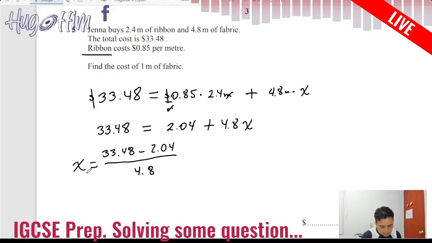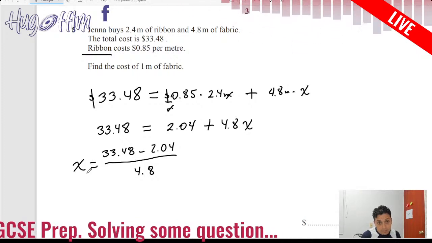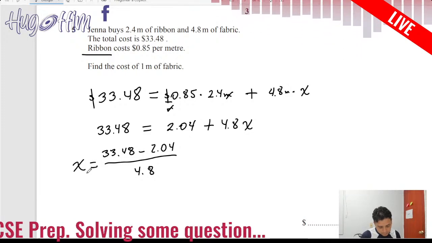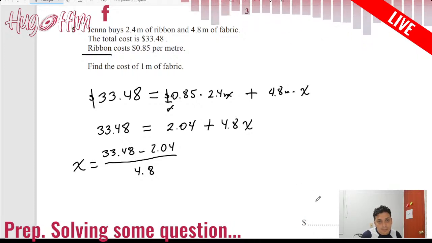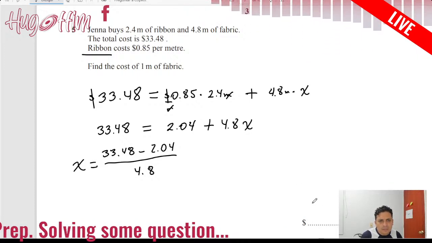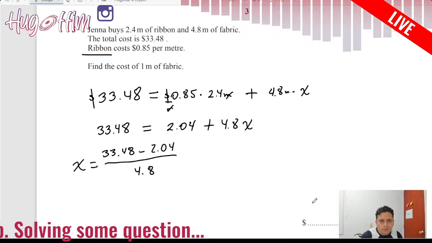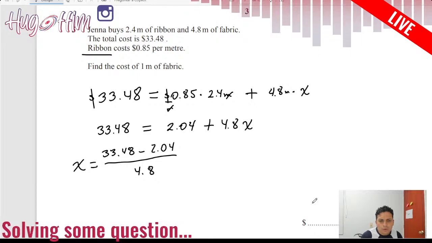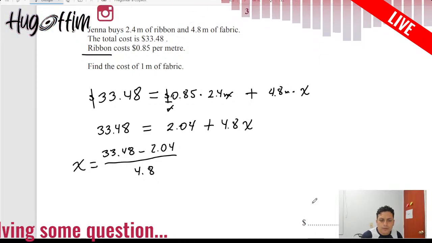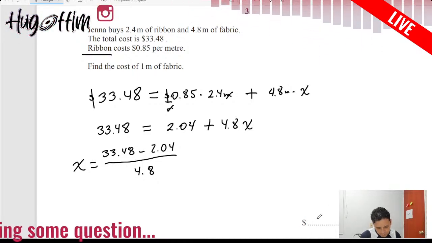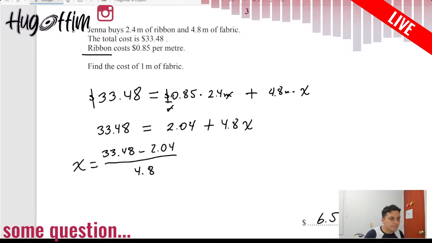So 33.48 minus 2.04 divided by 4.8 gives 6.55. I'll quickly check: 2.4 times 0.85 is 2.04, and 4.8 times 6.55 is about 31.44. Okay, 6.55. Next question.